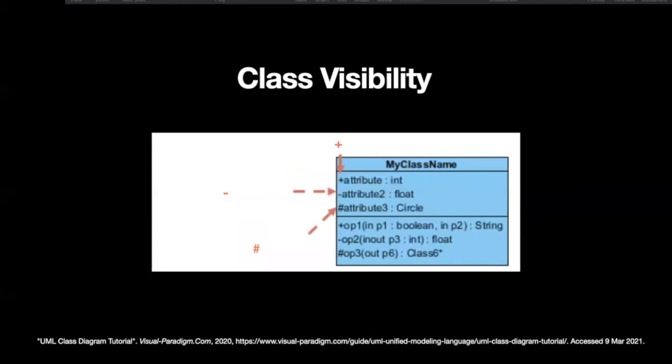Now, another part of a UML class diagram is class visibility. You'll see right here, to the very left of the attributes, there's a plus, a minus, and a pound sign. The plus sign denotes public attributes or operations. The minus, or the dash, denotes private attributes or operations. And the pound sign denotes protected attributes or operations.